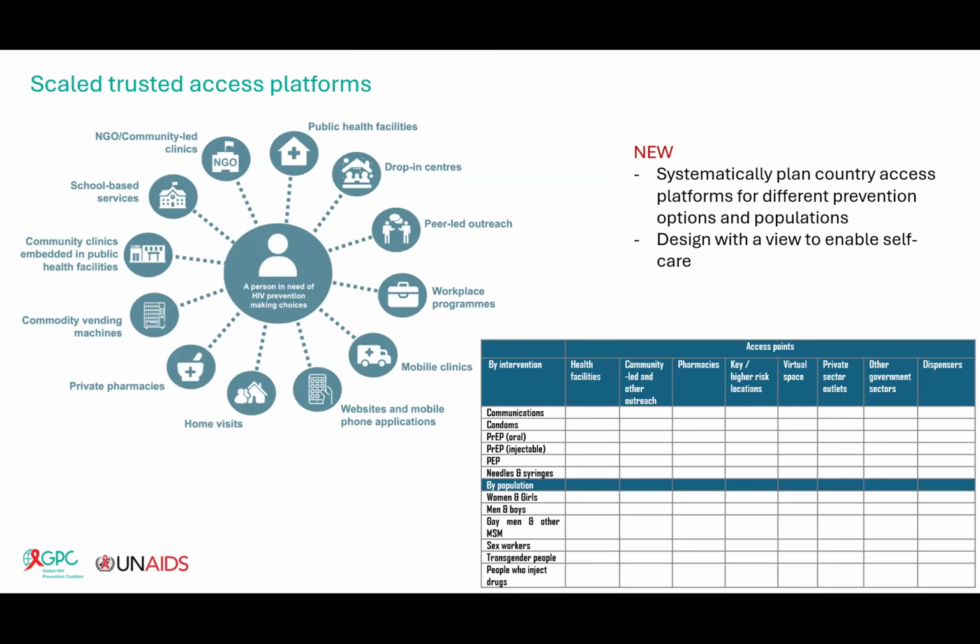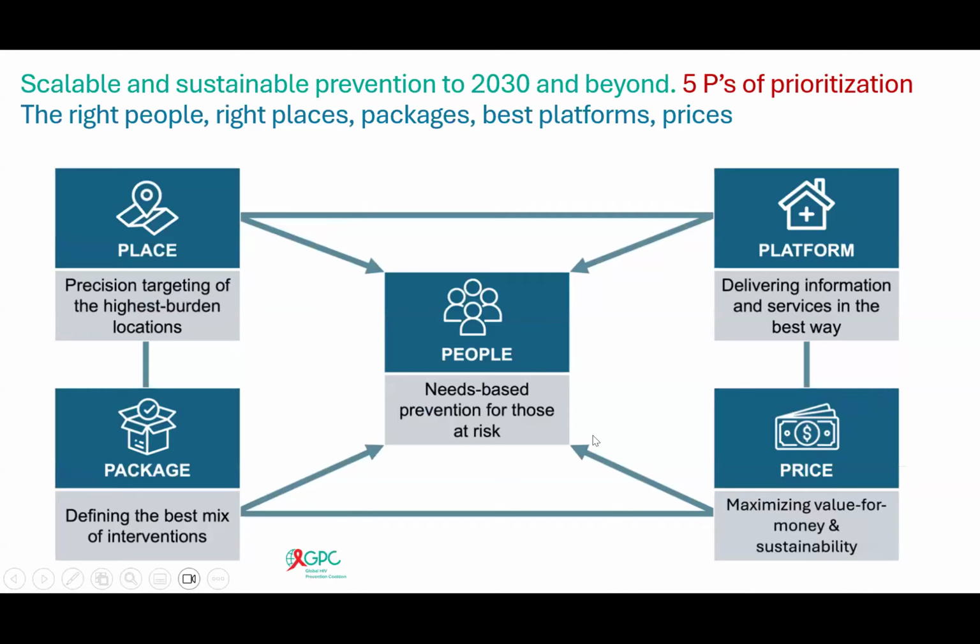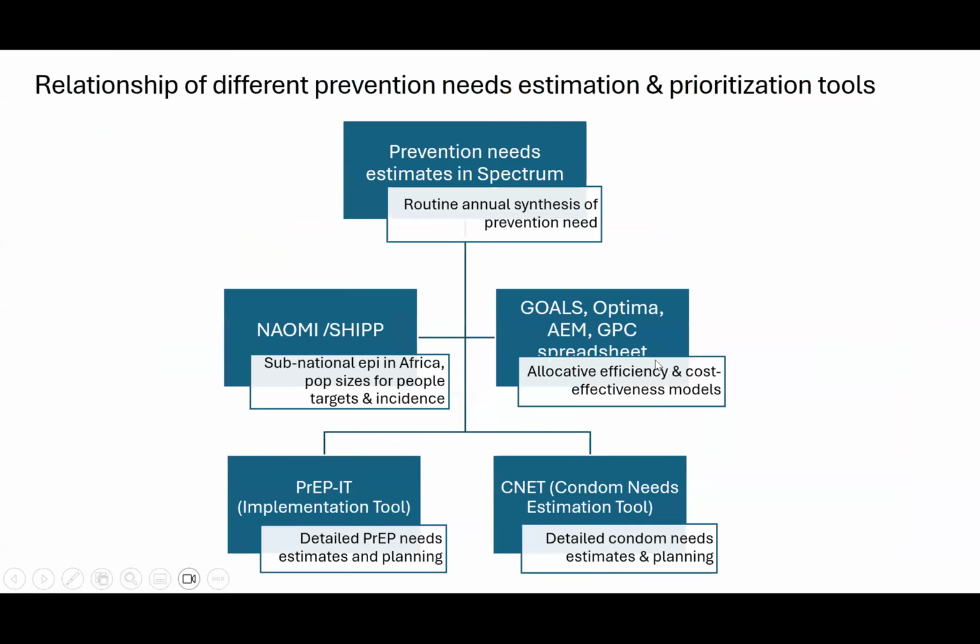The framework outlines a systematic approach to access platforms, and in the table below here you see the different populations and different access platforms and different products, and one could actually quantitatively try to map out which platforms for which products and which populations. And of course, not all of them will be relevant in your epidemic setting, so one could further simplify this. The needs estimates can also be used for a prioritization approach. This framework proposes 5 P's of prioritization: the right places, right packages, for the right people, through the right platforms, so access platforms or access programs, and at the right price and the right cost.